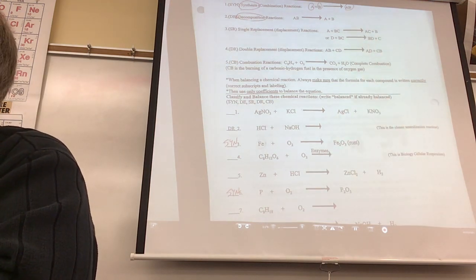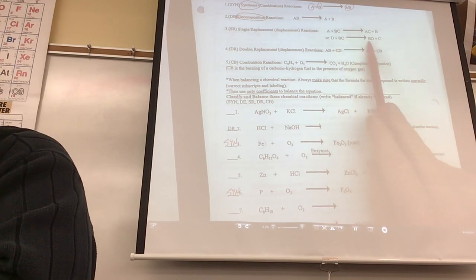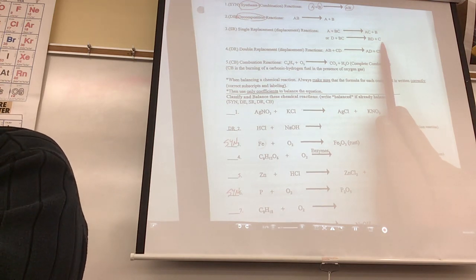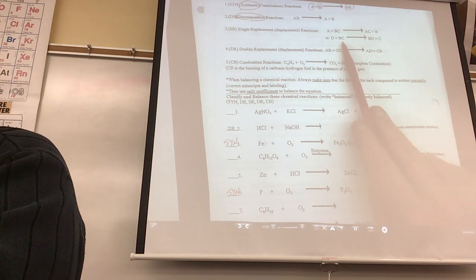All right. Now this one I don't have any more dollars. Sorry. Look at the next one. D plus BC yields BD plus C. What's happened to the alphabet? No, it's not an alphabet thing, is it? What do you think's happening here? Anybody? I don't have $1. Sorry, I don't have any more dollars. Anybody?